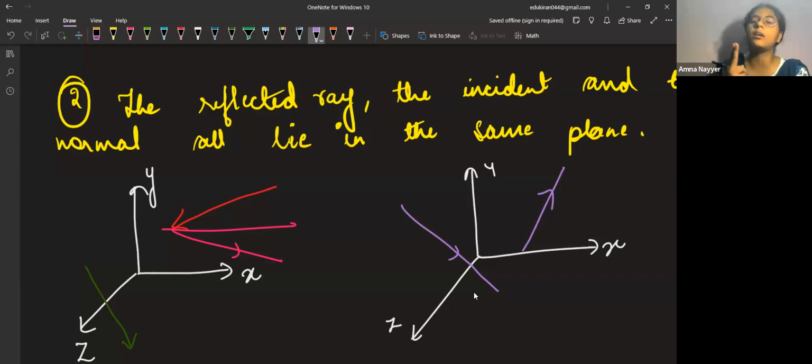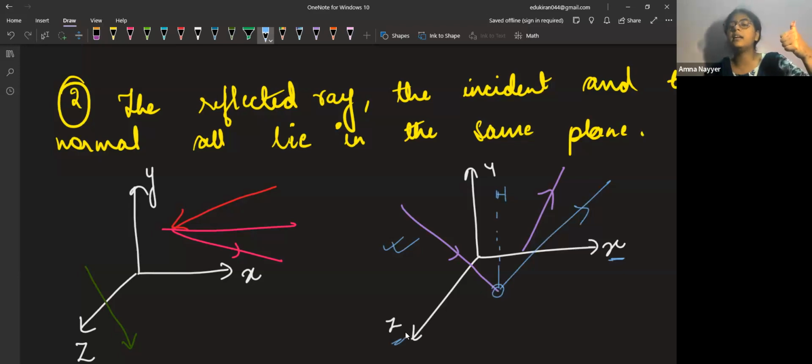So that is the second law of reflection. Everything will occur in the same plane. The normal will also be dropped in the same plane. Let's take this example: a ray of light is incident in the xz plane. So the normal will also be dropped here only, in the xz plane, and the reflected light will also be within this same plane. Can you see all of these are ultimately lying in the same plane, the xz plane.